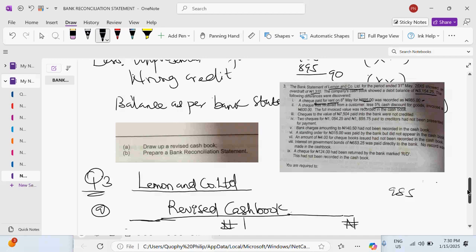The check received from the customer, less 5% discount. Meaning the customer is getting 5% discount for the goods that the customer purchased. But what did they do? The invoice amount was 600. The full invoice value was recorded in the cash book. No, you have to deduct the discount. If someone is getting discount, it means the person will not pay the full amount. So 5% of 600, what do you think that will be? What is 5% of 600?